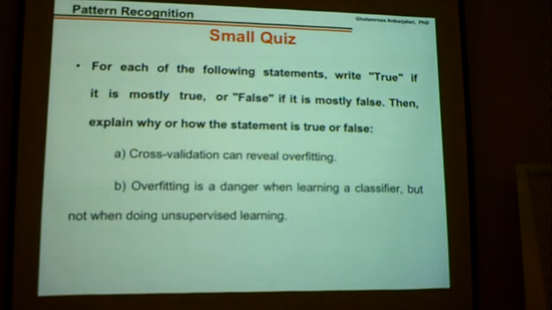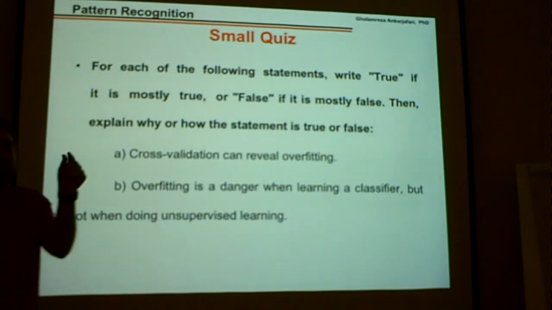Eric, what do you think? Apart from the name, it looks very good. It's true. If it is true, why is it true? Because with cross validation we choose the testing data and training data randomly. So we don't have so much bias.